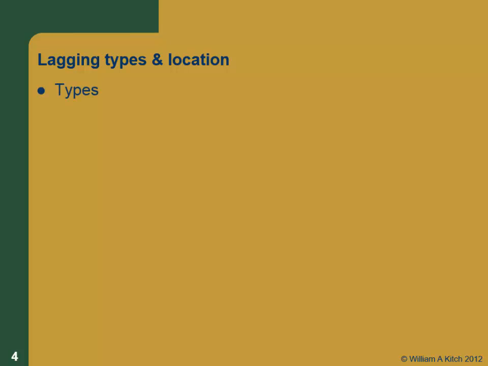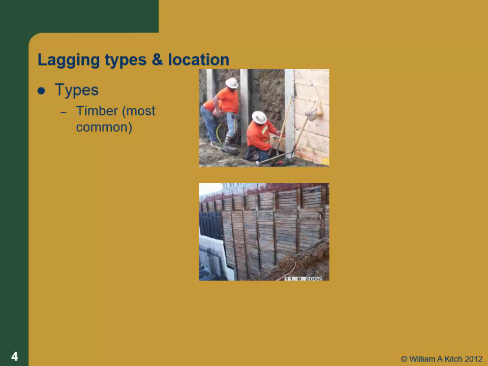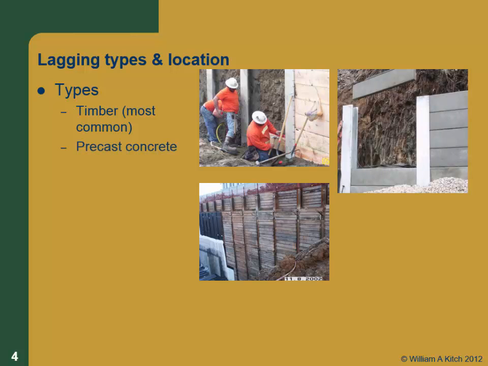So, lagging types. Well, there's basically two types of lagging. There's timber lagging, which is by far the most common lagging type. And then there is concrete lagging. You will see concrete lagging. Concrete lagging is almost exclusively used in places where you're going to have a permanent H-pile wall installed. If you ride the Metrolink lines here along the San Bernardino line, I think that's the right one, the southern one, is that the San Bernardino line or the Riverside line? Right here through Pomona, there's a fairly short H-pile wall.